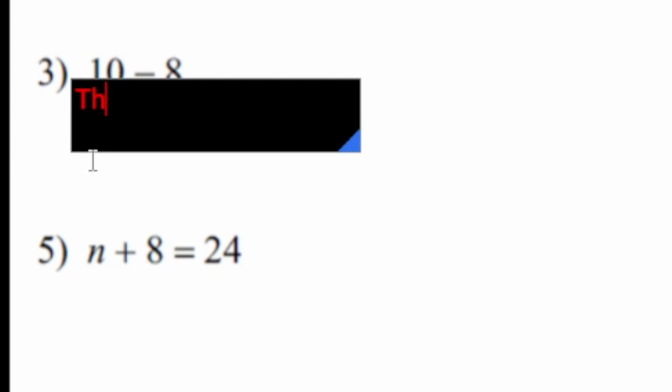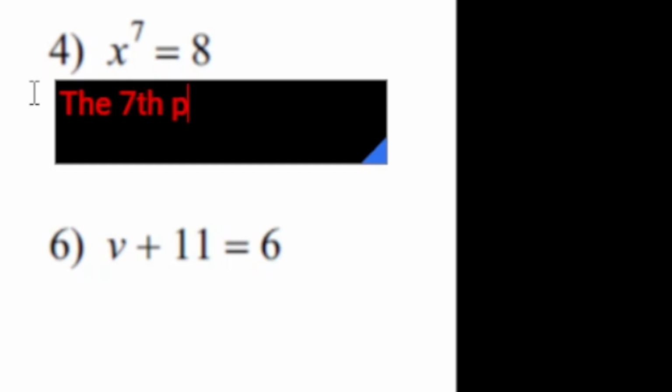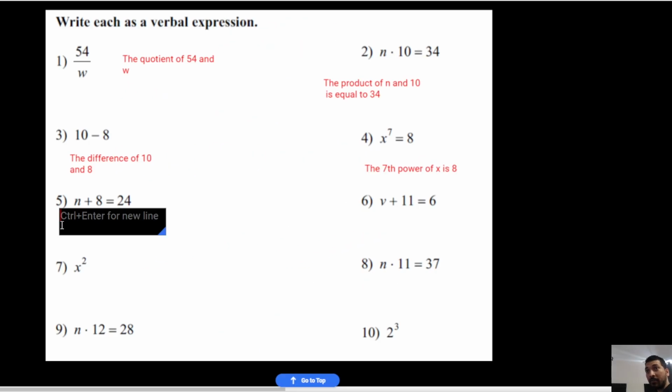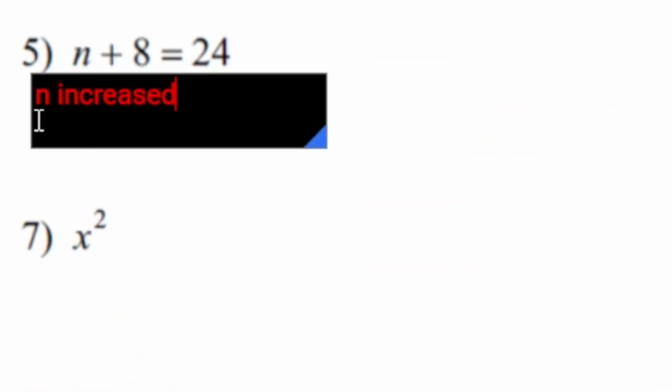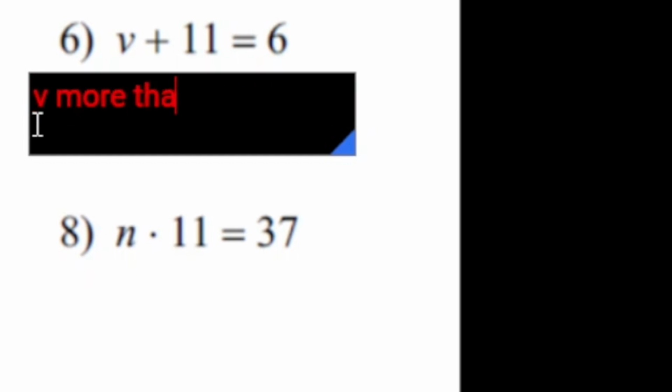10 minus 8, we can write this as the difference of 10 and 8. Number 4, we can write this as the 7th power of x is 8. Number 5, we can write n increased by 8 is 24. Number 6, let's write it in different ways because both 5 and 6 are the same. So we can write this as v more than 11 is equal to 6.